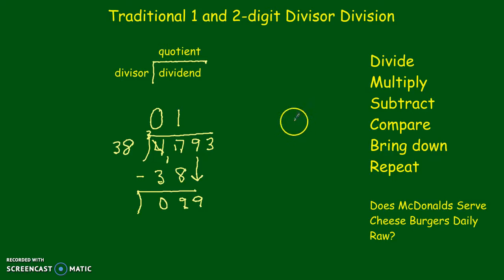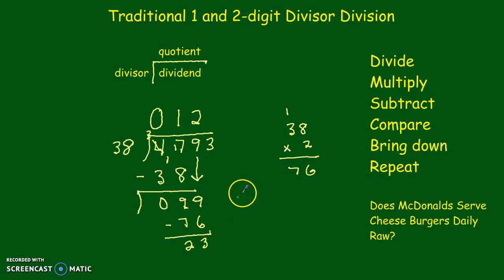So if you need to, off to the side, you can do some multiplication work. 38 times 2 is 76. And I don't think I could fit another 38 with 76. So I'm going to put my 2 for division up at the top. Multiplying 2 times 38 is 76. Then I can subtract. 9 minus 6 is 3. 9 minus 7 is 2.